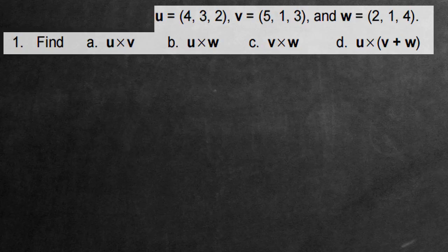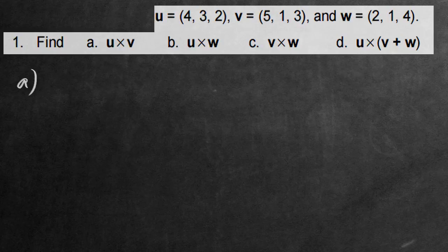Hi there, in this video we're going to be solving the following problems. There are 4 questions here. For question A, we're asked to find the cross product between the vectors u and v. All 3 vectors are up here: the u vector, the v vector, and the w vector. So what's the cross product of u and v?